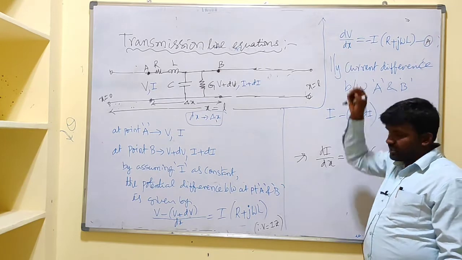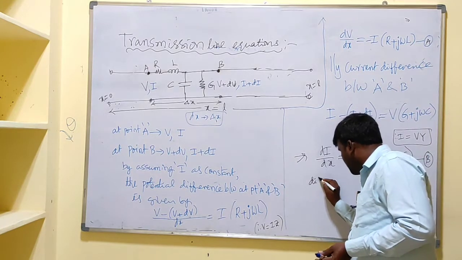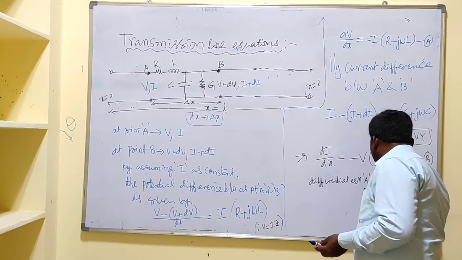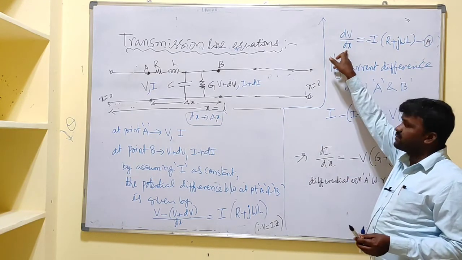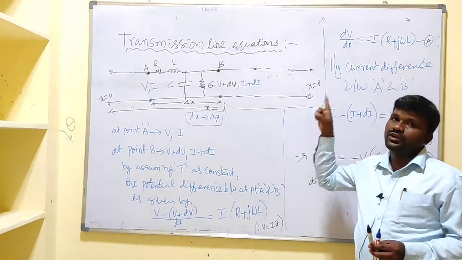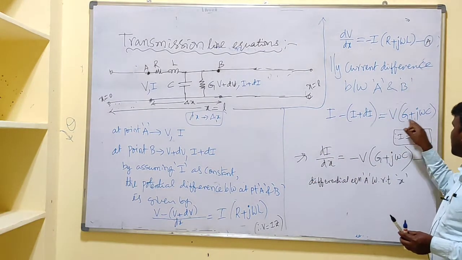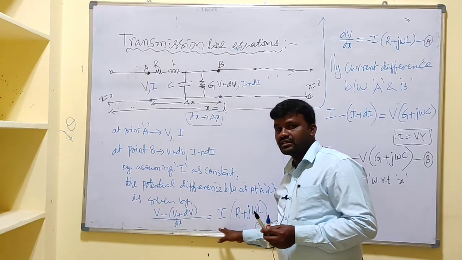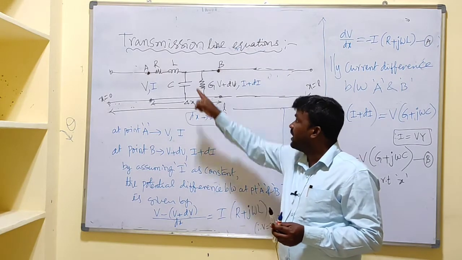Now, differentiate equation A with respect to x. Differentiating V with respect to x means we require the change in the voltage, so current is treated as constant. If you want change in the voltage, we need to maintain the current as constant. If you want change in the current, we need to maintain the voltage as constant. Voltage is the same in the parallel elements. What are the parallel elements? G and C. And here we require change in the voltage, so current is constant, meaning current is the same. Current is the same in the series elements. What are the series elements? R and L are the series elements.